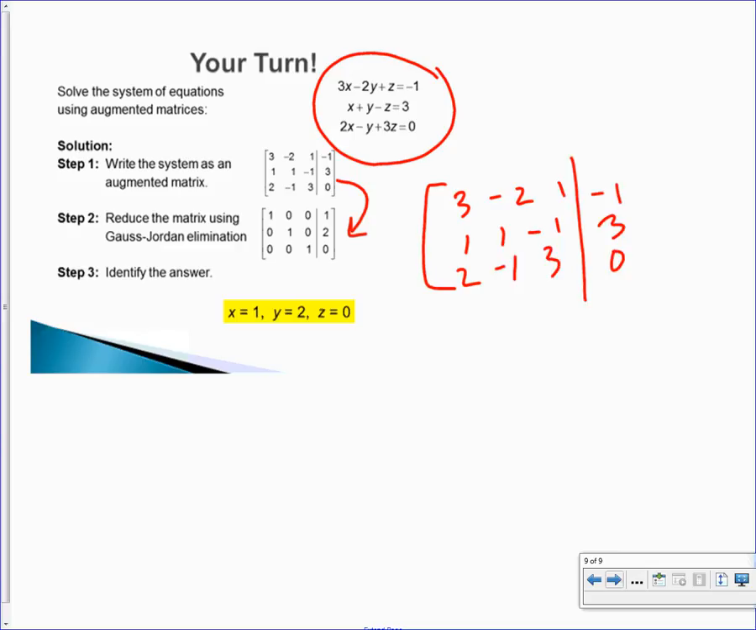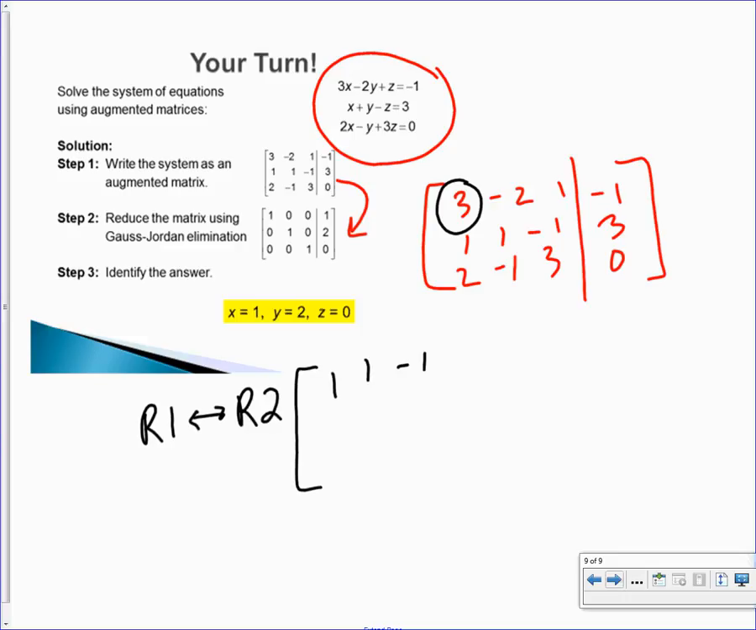All right, and I'm going to work down the staircase. So I'm going to focus on this top left spot first. I want it to be a 1. You want to do as little work as possible. I see a 1 already, so I'm going to switch rows. I'm going to swap row 1 and row 2. Remember to label all of your steps. That way if there's a mistake, we can go back and find it more easily.